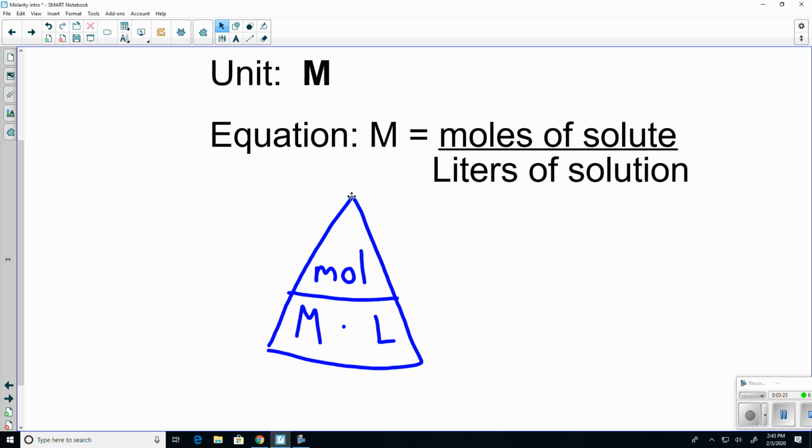Recall how this triangle works. If you cover up a variable, let's say I cover up molarity with my hand, that would be moles divided by liters. That's what this is right here. If I cover up liters, it's moles over molarity. And lastly, if I covered up moles, it's molarity times liters. Also recall that moles is very common. However, what's more common is grams. You will need your periodic table as we're working on this as well.